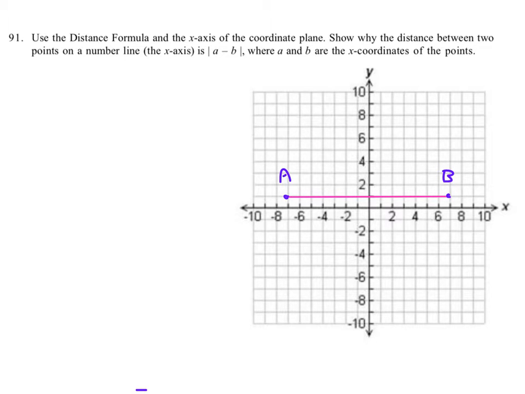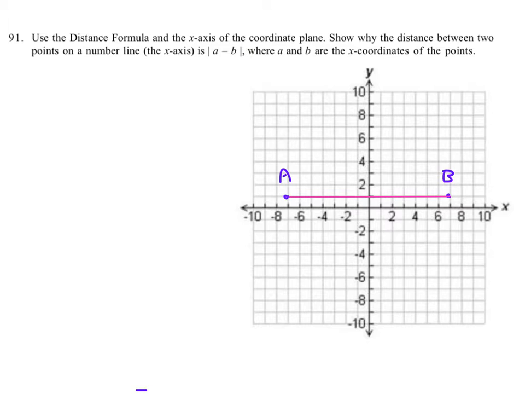Okay, in case it's unclear what they're asking here, they're basically trying to suggest that if you have a horizontal line, why is the distance formula similar to the ruler postulate? Okay, and essentially it looks like this.